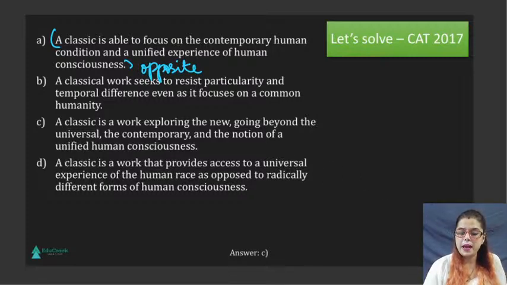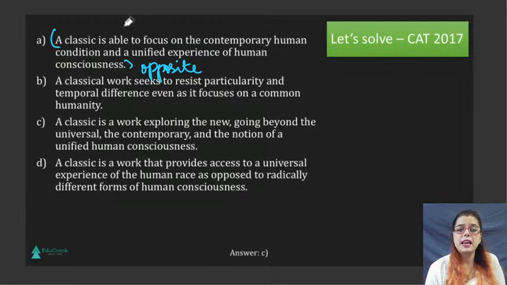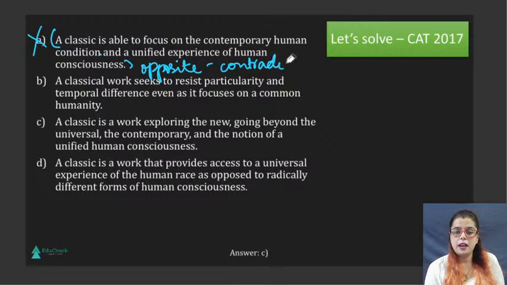Now let's go back to the passage very quickly and understand what was given to us with respect to being classic. It says classic is what gives access to radically different forms of human consciousness for any given generation of readers, right? This option says it is able to focus on contemporary human condition and unified experience of human consciousness. Passage says different forms of human consciousness. Option says unified experience. So option A is against the idea of the passage. It contradicts, right? And that is why option 1 is not our answer.